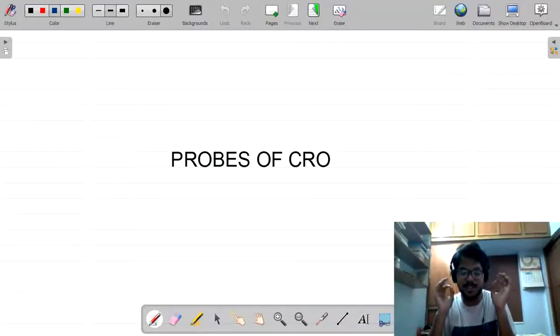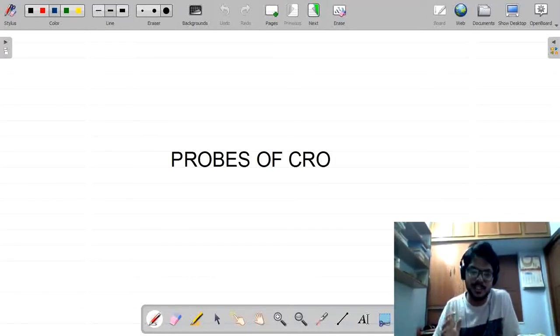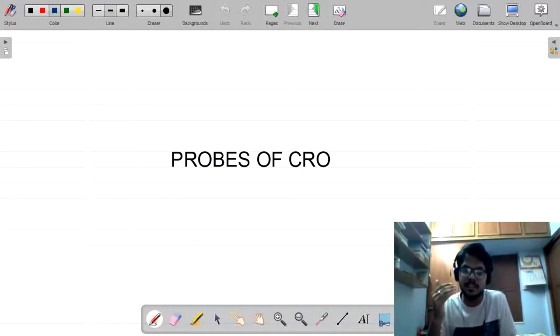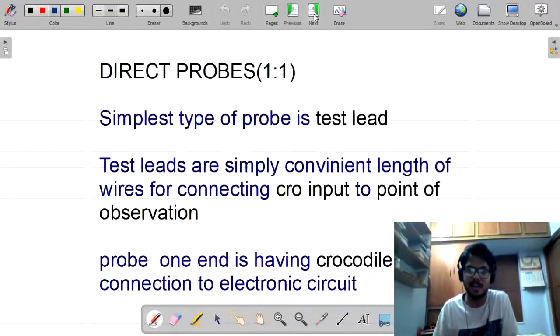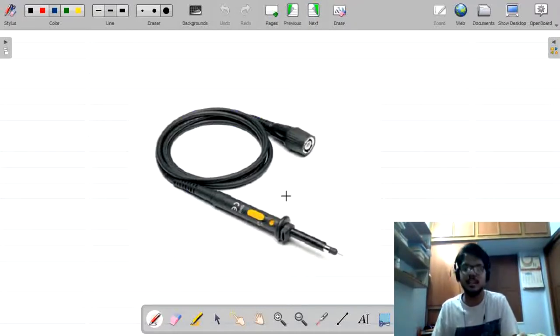Guys, now we are going to discuss the topic called probes of CRO. Have you ever seen probes? Yes, we have seen probes in our day-to-day life, where in general we see them in the laboratory. By looking at this diagram, you will get some idea. Look into this. This is called a probe.